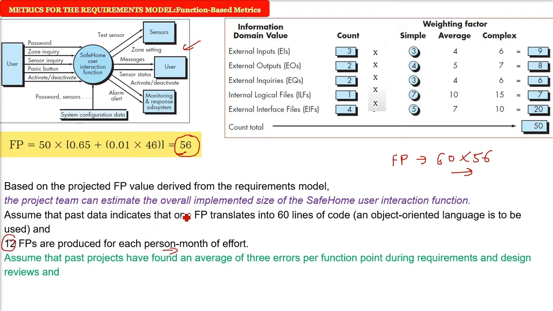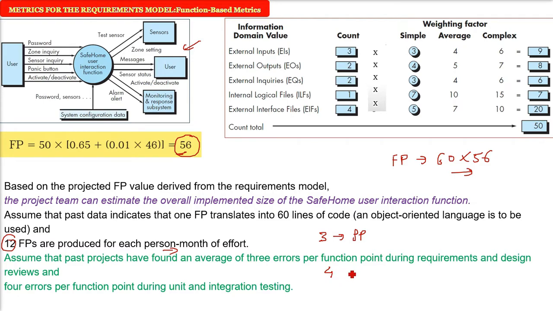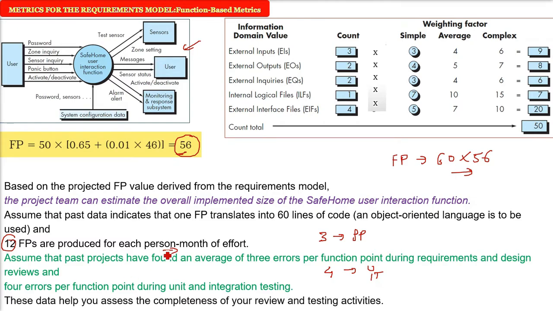Now just assume that in past projects it was found that an average of 3 errors per function point is found during the requirement and design review. So for each function point there are 3; you can assume there are 56 function points. There are 4 errors per function point during unit and integration testing, so 56 into 4. So the number of errors per function point is known, and the function point count is known. So the line of code is known, effort is known, number of errors are known.